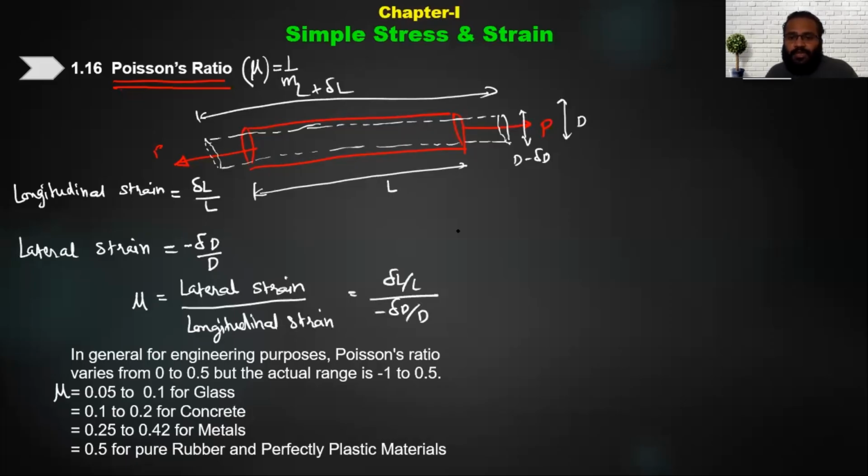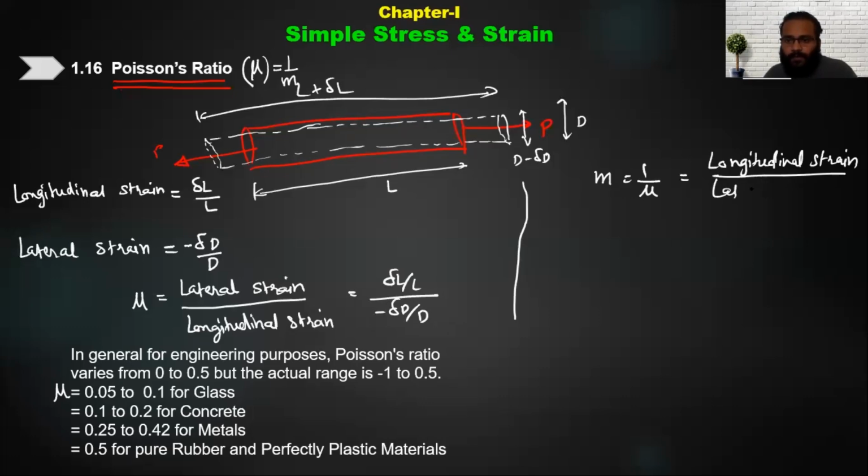Now I have written this mu as 1 by m. This mu can also be written as 1 by m. If it is 1 by m, then it becomes longitudinal strain upon lateral strain. Sorry, I made a mistake. If I write this m here, then m becomes 1 by mu, which is longitudinal strain upon lateral strain. So this m is also called the modular ratio.